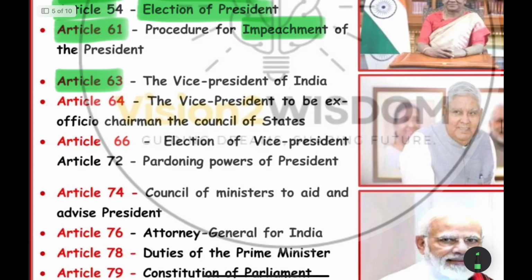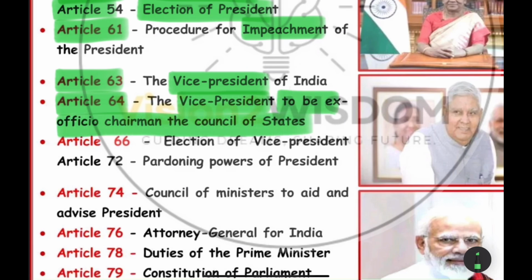Article 63 tells about the Vice President of India, and article 64 tells that the Vice President is to be the ex officio chairman of the Council of States, that means your Rajya Sabha. There are two houses in Parliament, the Lok Sabha and the Rajya Sabha. Lok Sabha is also known as the lower house, and Rajya Sabha is known as the Council of States, or the upper house. Who presides over that house is the Vice President. Ex officio chairman means that for that post there is no extra procedure for selection. Whoever is the Vice President of India automatically holds the position of chairman.